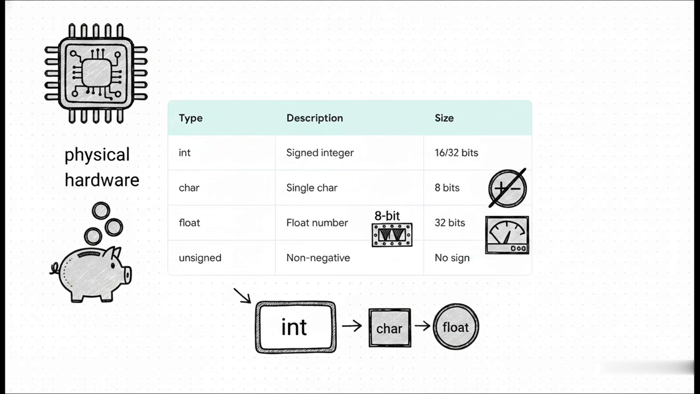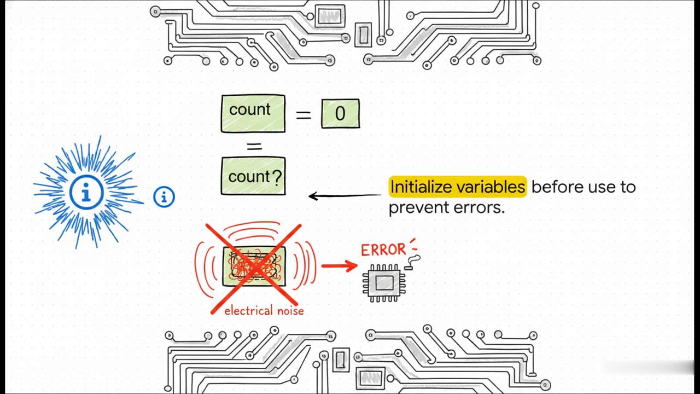Now, if you need exact precision, like you're measuring a very specific voltage, you'd step up to a 32-bit float. And unsigned, that's your best friend for non-negative integers when you don't want to waste a single bit on a plus or minus sign. Picking an 8-bit char instead of a 32-bit float just to read a simple switch might sound like a tiny detail, but it is exactly how you write truly efficient firmware. Okay, I absolutely have to emphasize this golden rule. You must always initialize your variables before you use them.